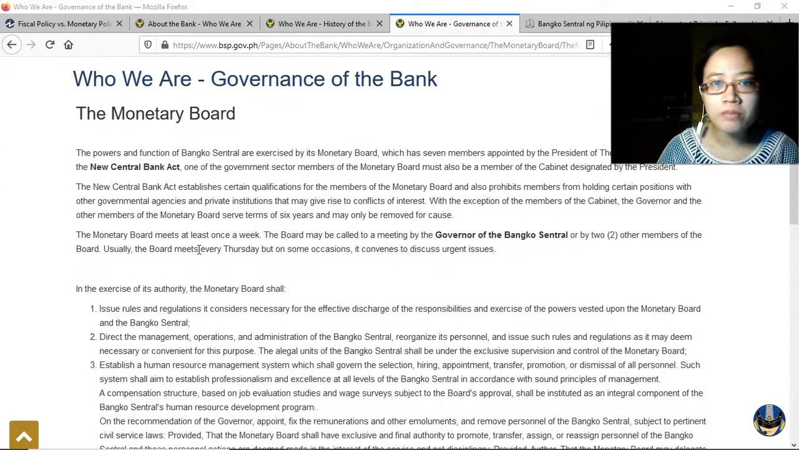The monetary board meets at least once a week. It's actually a term of 6 years because there's also the term of the president, right? The board may be called to a meeting by the governor of the Bangko Sentral or by 2 other members of the board. Usually the board meets every Thursday, but on some occasions it convenes to discuss urgent issues.